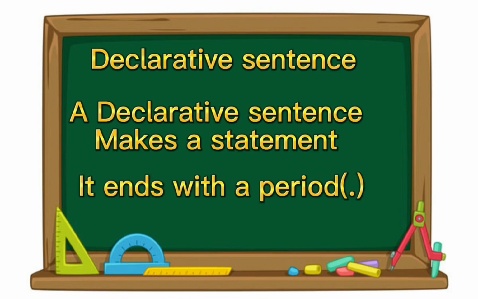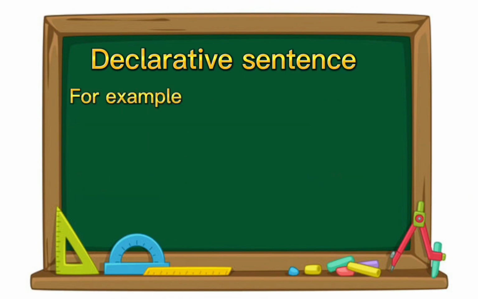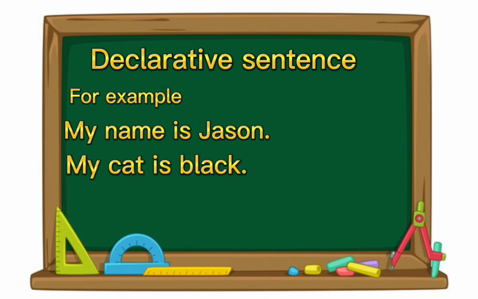It ends with a period. For example, my name is Jason. My cat is black. She is 4 years old.